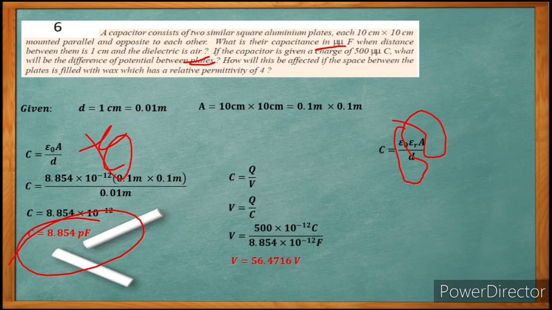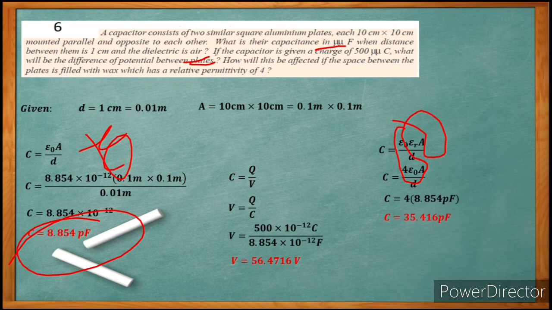So our formula will become C is equal to 4, which is our value of relative permittivity, times the value of absolute permittivity times area over the distance. So that will become C is equal to 4 times 8.854 picofarad, where 8.854 comes from the value of absolute permittivity times area over the distance. So for capacitance for this one, it will become 35.416 picofarad.